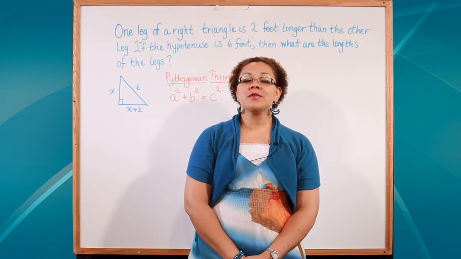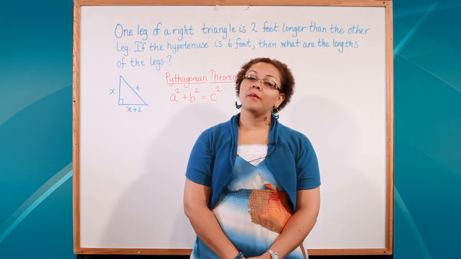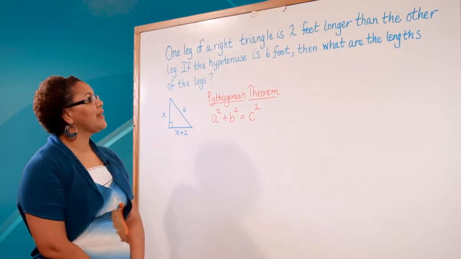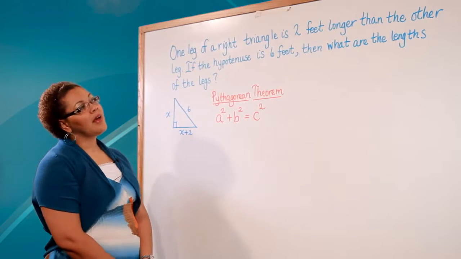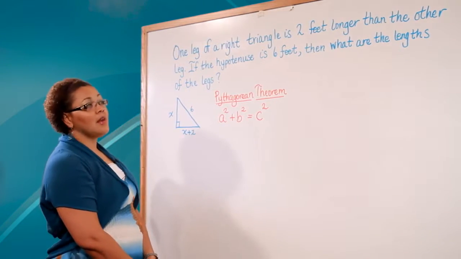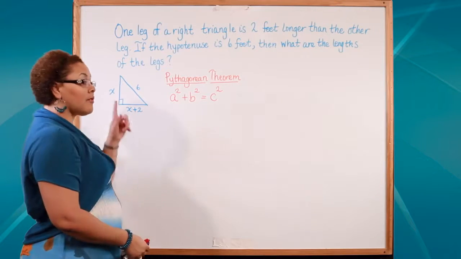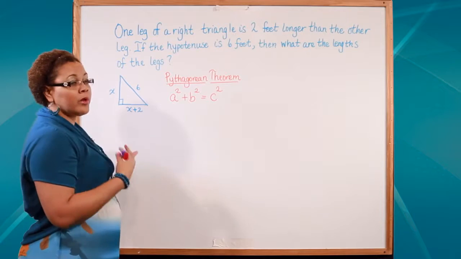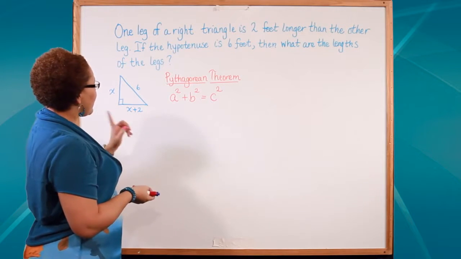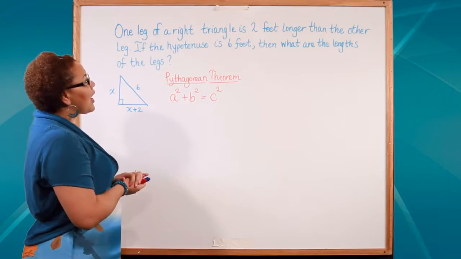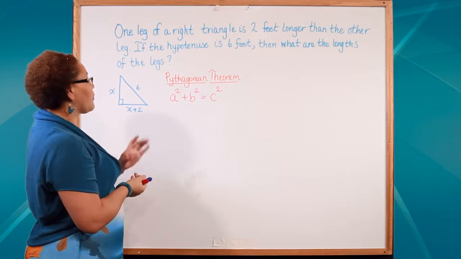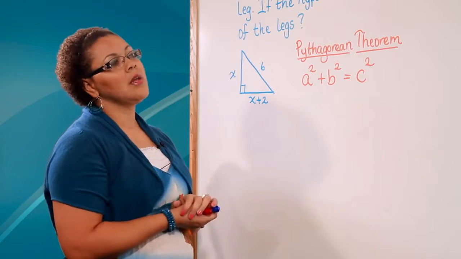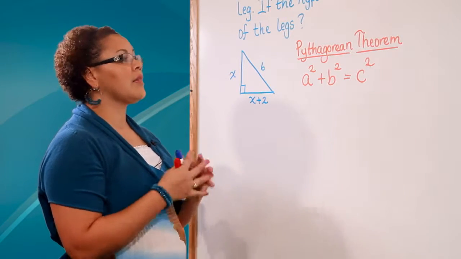In this example, we will solve an application using the Pythagorean theorem. Our problem states that we have one leg of a right triangle that is 2 feet longer than the other leg. And as you know, the vertical and horizontal sides of a triangle are what we call legs, leg A and leg B. If the hypotenuse is 6 feet, the hypotenuse is the slanted side of the triangle, then what are the lengths of the legs?